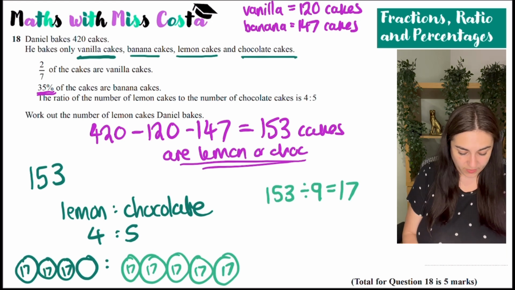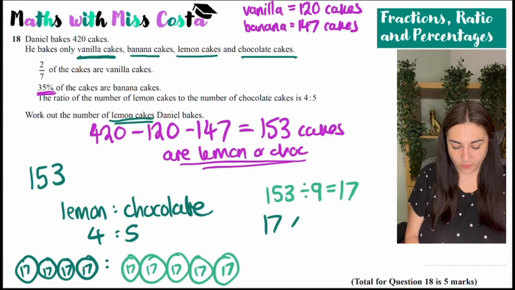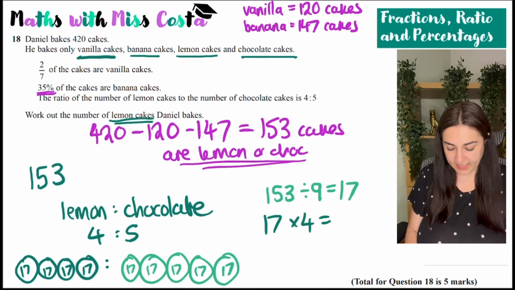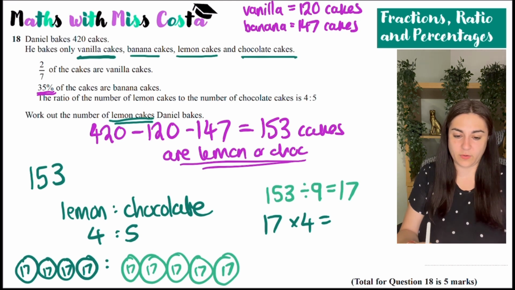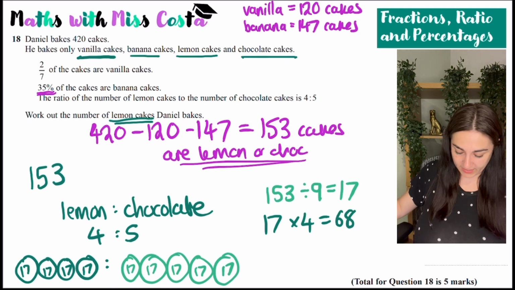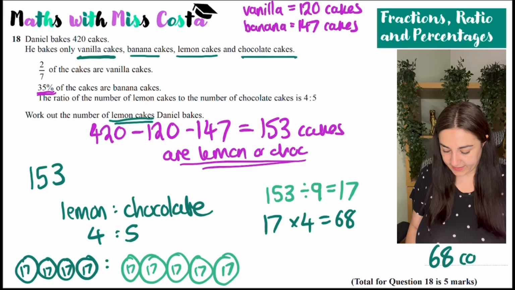And I know that I need to work out how many lemon cakes Daniel bakes. So I'm going to do 17 times by 4, because there are 4 parts, is 68. So 68 cakes are lemon.